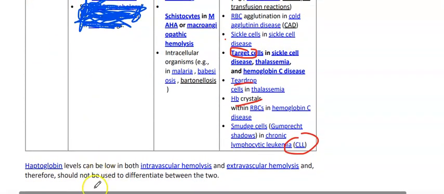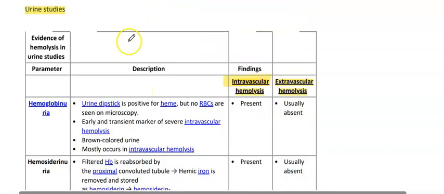Haptoglobin level can be low in both intravascular and extravascular hemolysis, and therefore should not be used to differentiate between the two. Now, what will be the findings in the urine study? We will check for hemoglobinuria. Urine dipstick is positive for heme, but no RBCs are seen on microscopy.